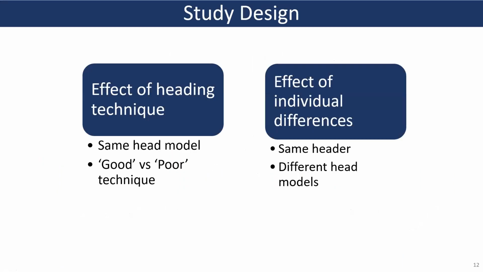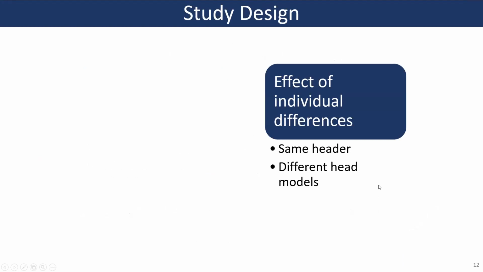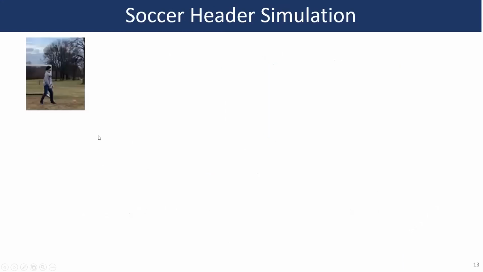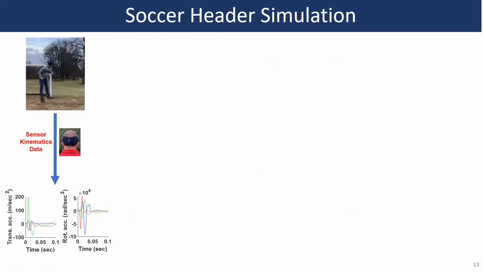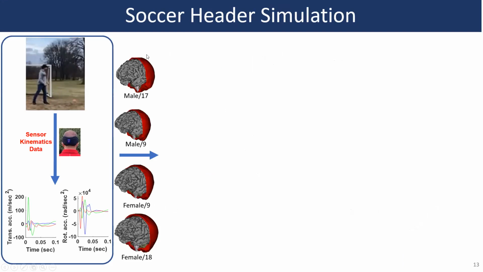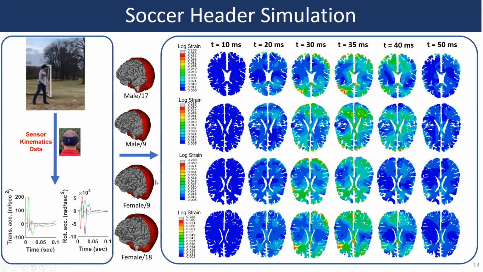And then moving on to the second study, which is the effect of individual head differences. Here, I keep the header to be the same, but I change the head models. So we take a throw-in header, and we have this head kinematics. Then we apply it to 4 different individual heads. So on this slide, instead of showing you the video, I'm showing the snapshot of the strain contour plots. So each row is a separate individual, and each column is a different timestamp. So starting from 10 milliseconds all the way to 50 milliseconds.